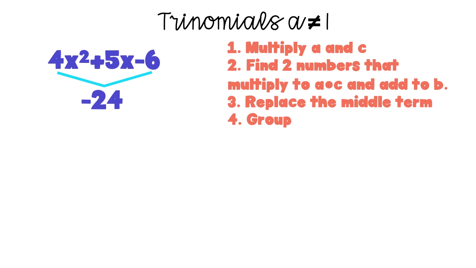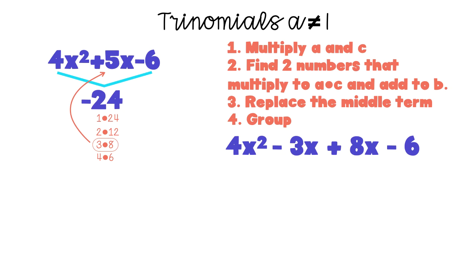Now I need two numbers that multiply to negative 24, but add to 5. So let me go ahead and write my factors of 24. Which one of those choices is going to give me 5? 3 and 8. So I will replace that 5 with a negative 3 and a positive 8.